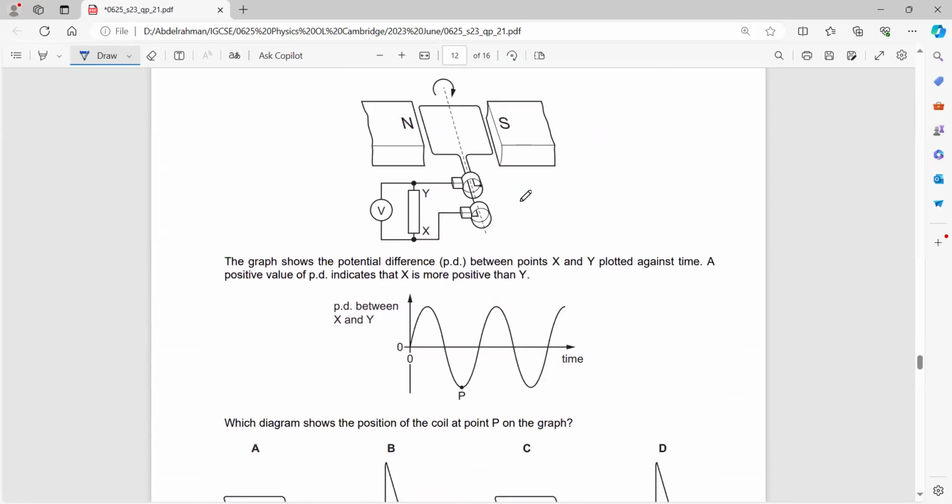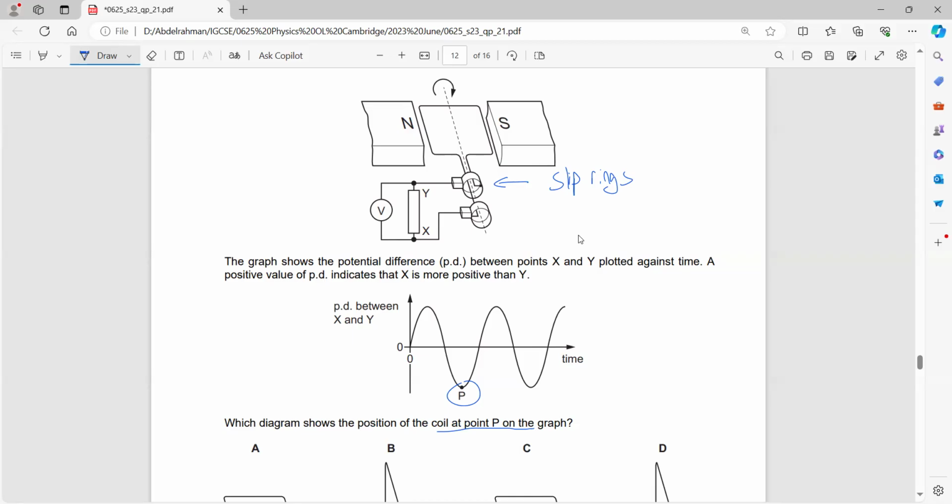Question 13, AC generator. This is actually a harder question. We have a generator and we have a potential difference versus time graph. He needs to find what? Which diagram shows the position of the coil at P on the graph? Okay, at P, I need to find the position of the coil. We have slip rings. What do these slip rings do? They keep on rotating with the rotation of the coil.